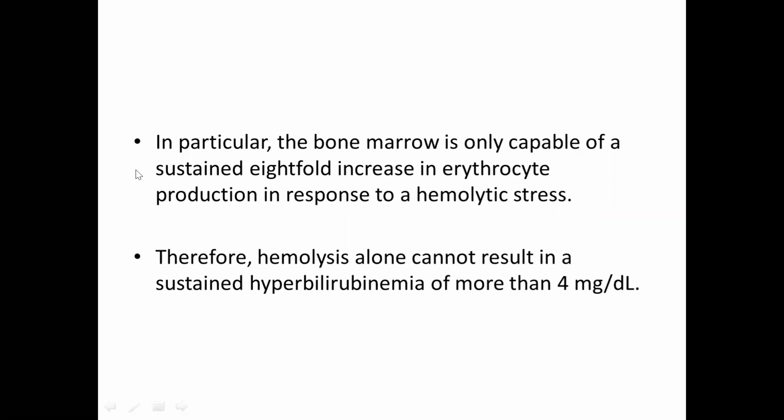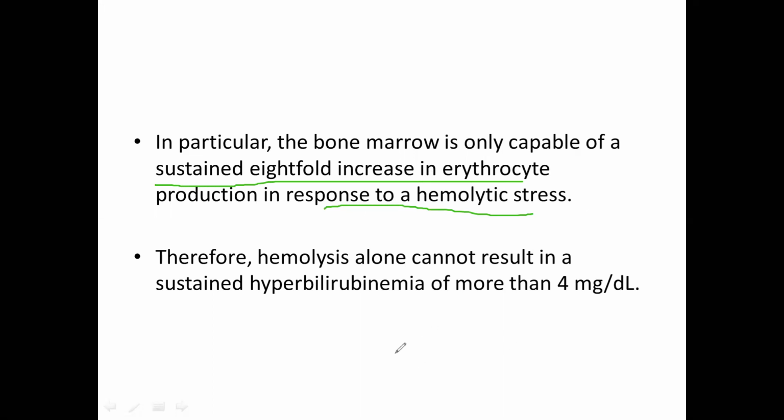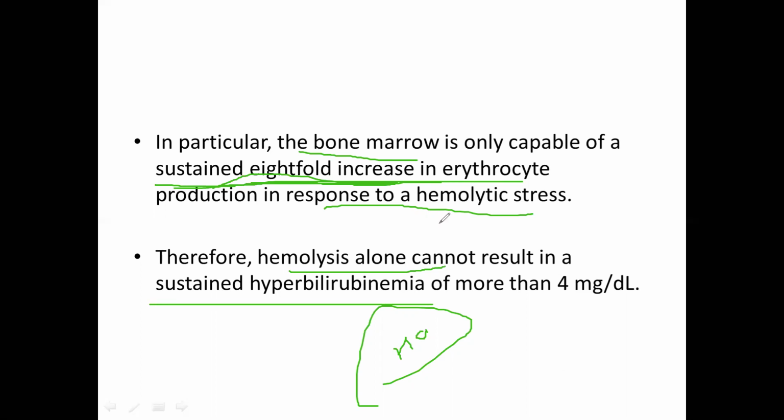In particular, the bone marrow is capable of a sustained eightfold increase in erythrocyte production in response to hemolytic stress. So that means what? Whenever our body senses hemolysis, the bone marrow has the capacity to increase its erythrocyte production eightfold. Therefore, hemolysis alone cannot result in sustained hyperbilirubinemia. That is because whenever there is hemolytic stress, the bone marrow will increase erythrocyte production by eightfold.